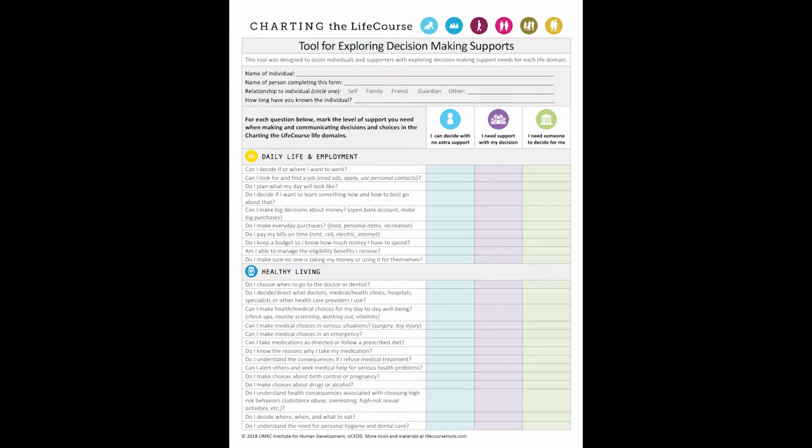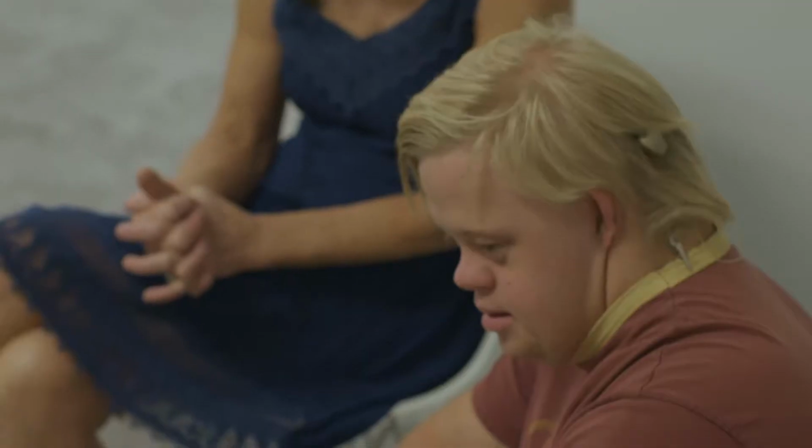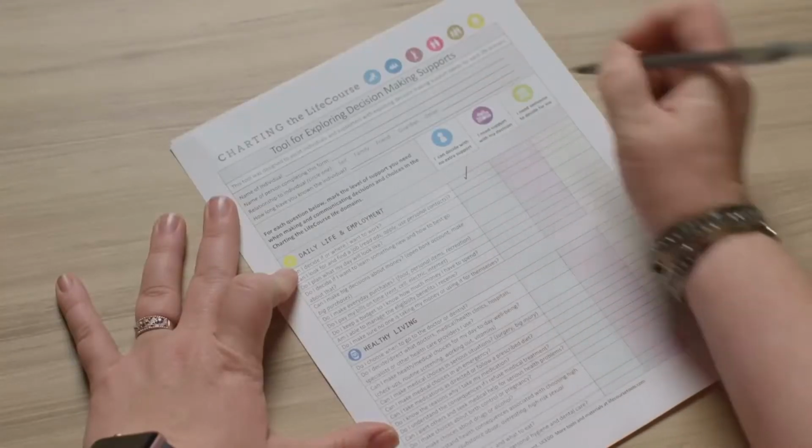It is important to highlight that these areas are not limited to the level of support a person needs to make certain decisions. They also explore whether or not a person cares about making that decision. For example, the individual may be able to make a decision about where he works, but he does not want to complete the paperwork required to get a job.